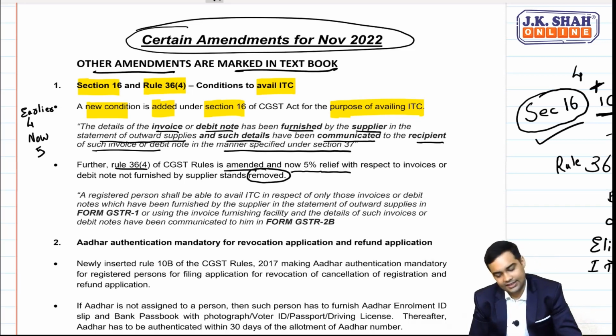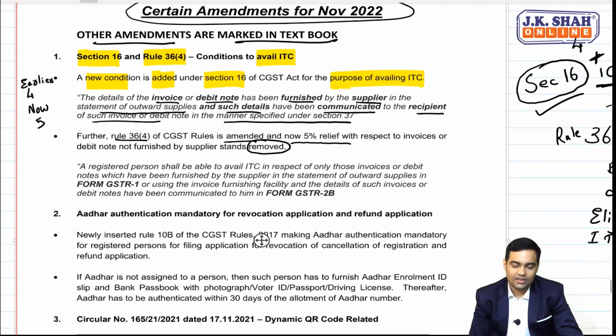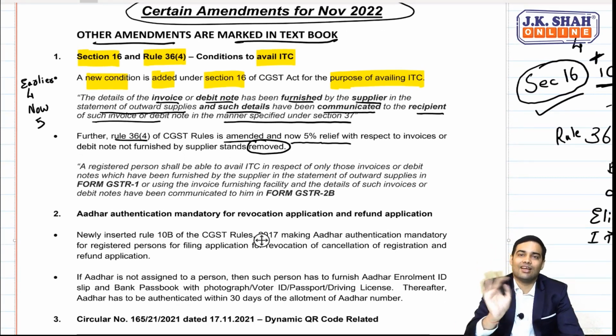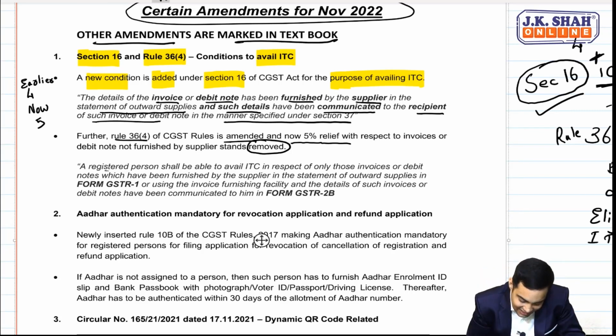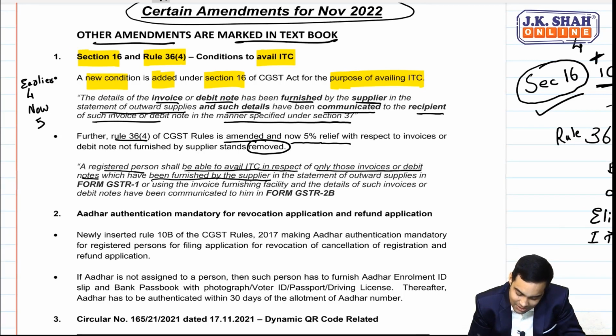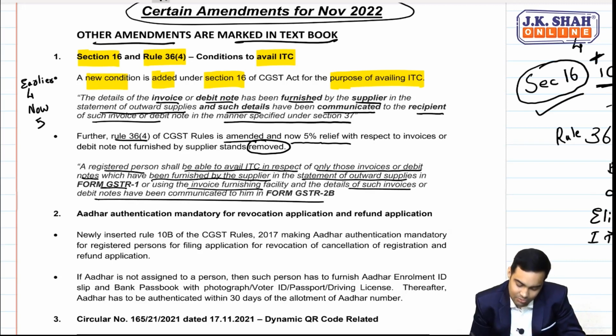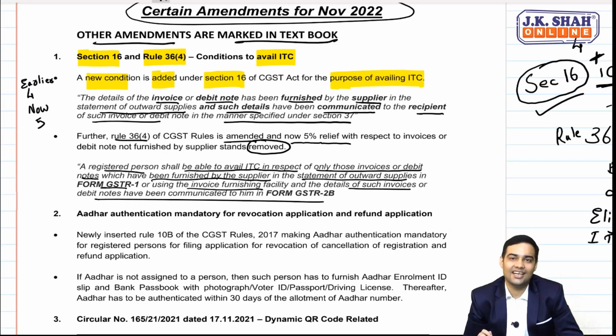Oh, is it, sir? Yes. Now you can't do 80 plus 5%, 84.9. If 100 is booked and 80 is in GSTR 2B, you can take 80 rupees. A registered person shall be able to avail ITC in respect of only those invoices or debit notes which have been furnished by the supplier in the statement of outward supply in GSTR 1 or IFF and whose details are communicated in GSTR 2B.